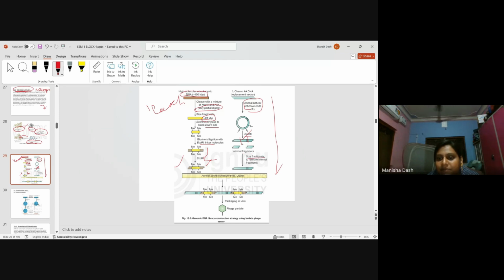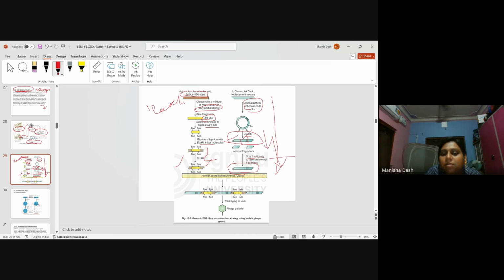Then you can size fractionate to remove the internal fragments. Sorry, this is actually creating multiple fragments like this, so you need only this one, and these small fragments are not needed. By using any kind of gel analysis, you can isolate these fragments based on their size. The small ones will be moving towards the end of the gel, so you can just cut and remove them, and isolate this larger fragment.